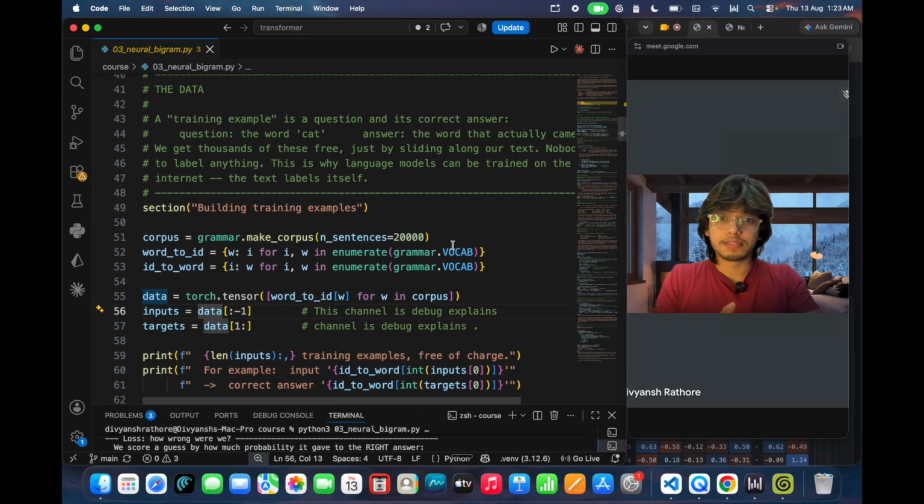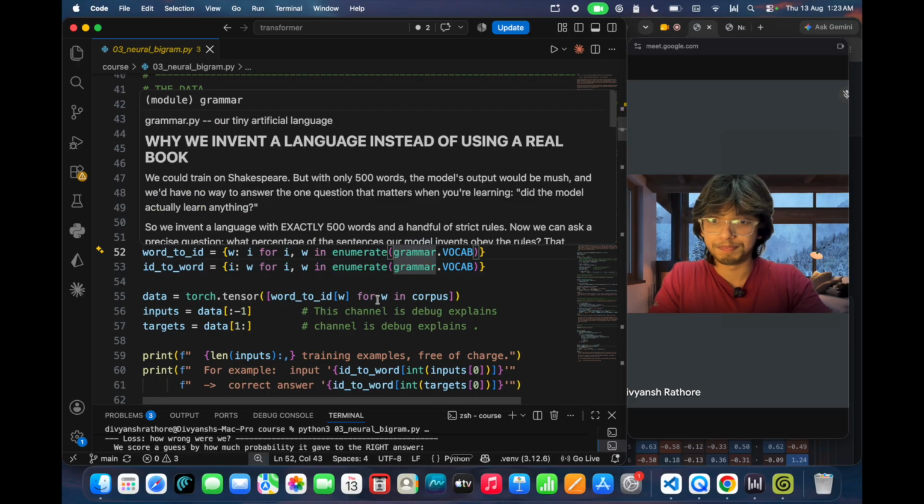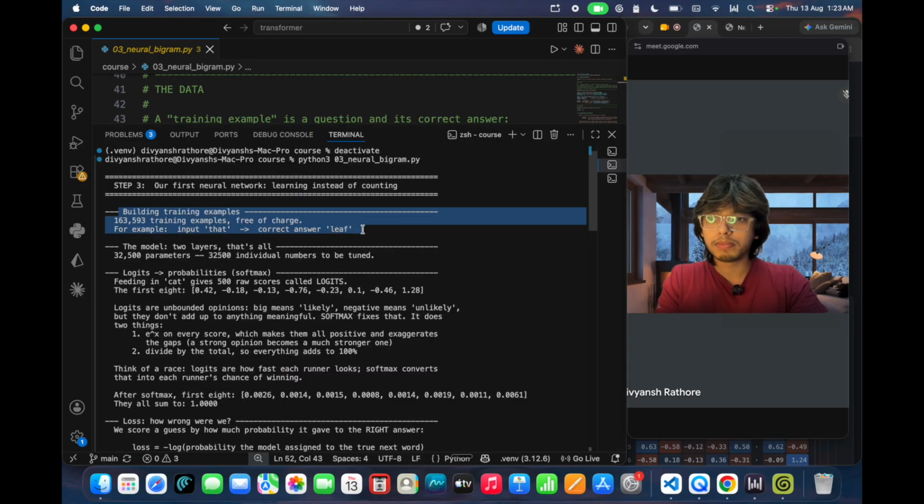Before that, have a look here. What is this? This is word to ID and ID to word. In the last video, I told you that we'll map each word in our vocabulary to an integer. So full stop gets mapped to 0, and the last word, since it's in alphabetical order, gets mapped to 499, because our vocab size is 500. You can see in the terminal as well, this is our training example. The overall words are 163,000, and we have the input and the target values as well.